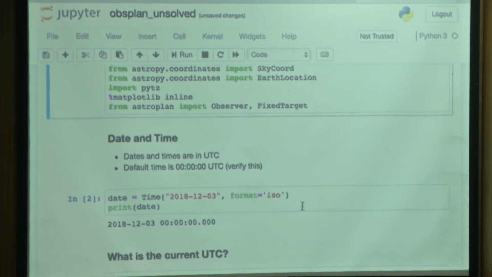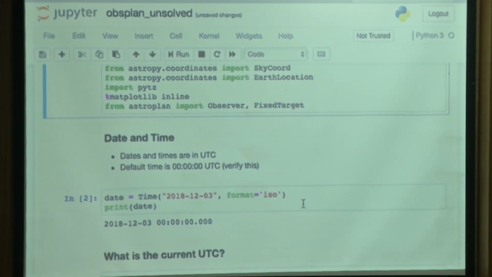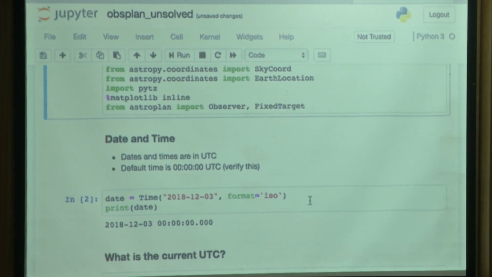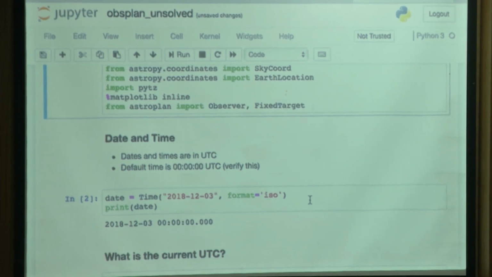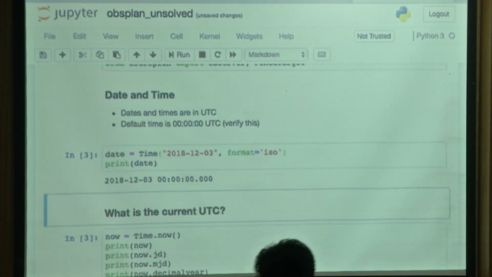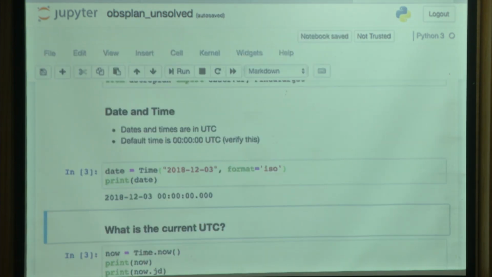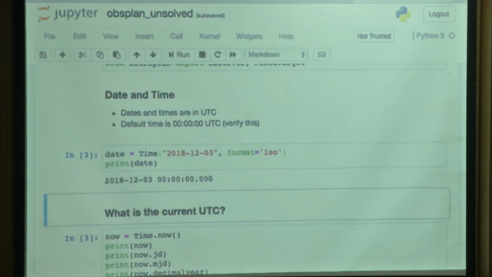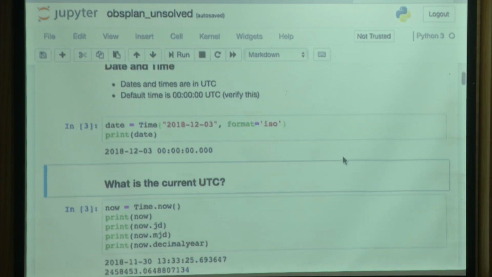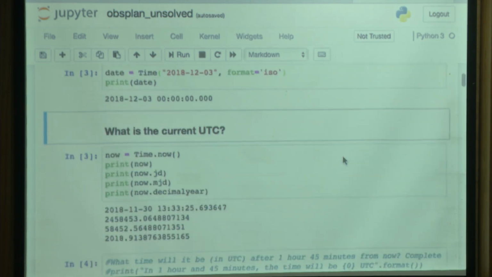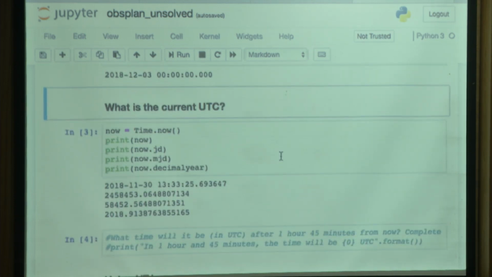Okay, so date and time. This is the universal ISO format, the YYMMDD format. As you can see, I only specified a date here, and you can see that it defaults to a UTC of 0. So that's the convention. And so now let's see what is the current time.